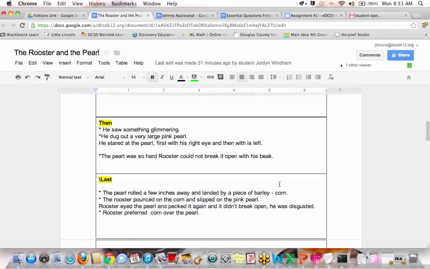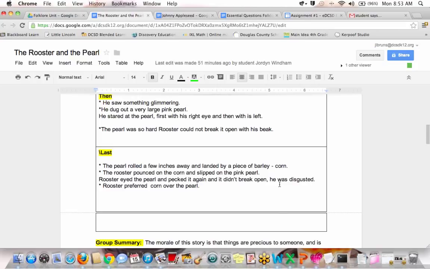What did he really need? Food. Yeah, he really needed the barley and the corn. He shouldn't be wasting his time doing what? Trying to open the pearl. Right, exactly. So it kind of teaches the lesson that, don't be chasing after riches and things that aren't going to help you. You need to focus your attention on the things that you need.